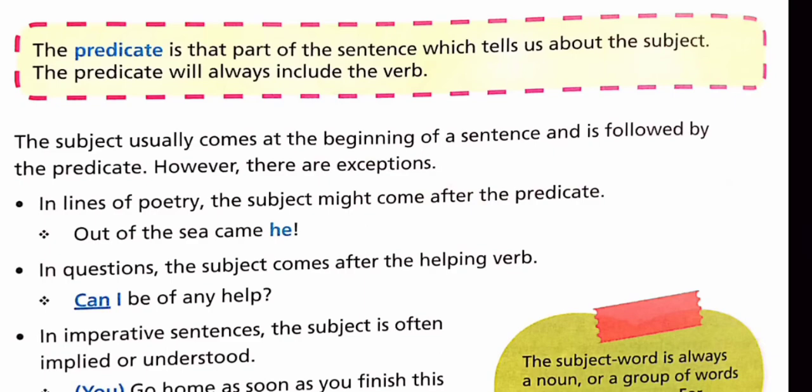And what do you mean by predicate? The predicate is that part of the sentence which tells us about the subject. The predicate will always include the verb. The subject usually comes at the beginning of a sentence and is followed by the predicate. However, there are exceptions.